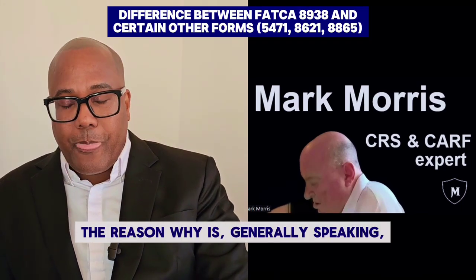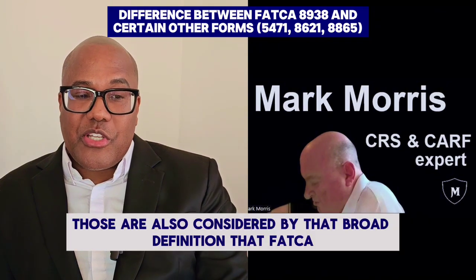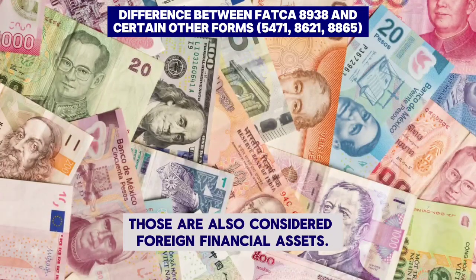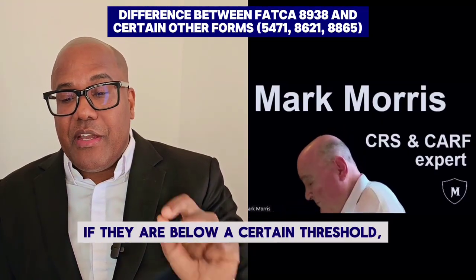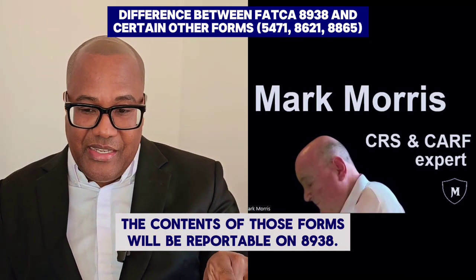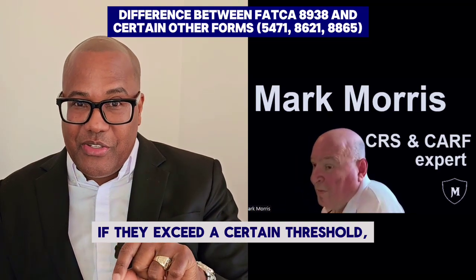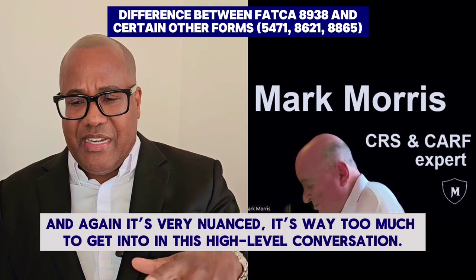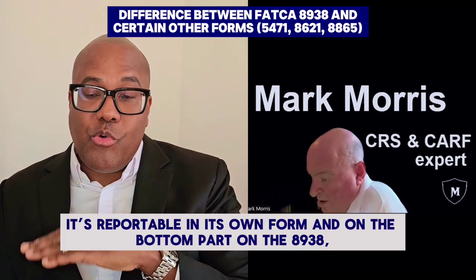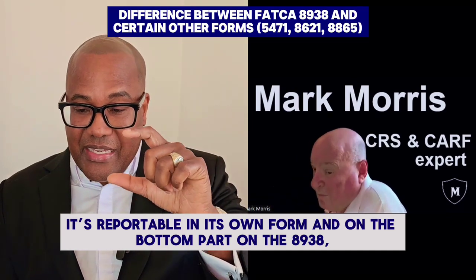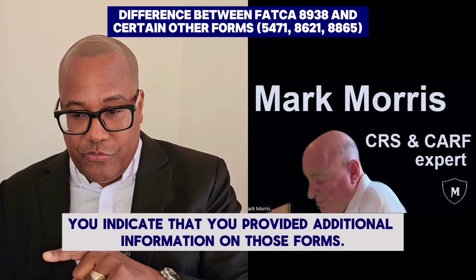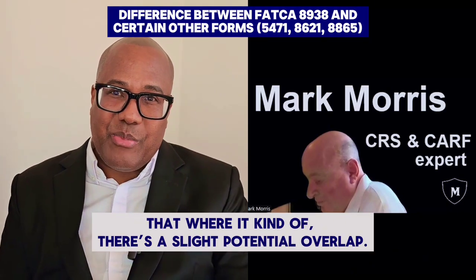The reason why is, generally speaking, those are also considered by that broad definition that FATCA has of foreign financial assets. Those are also considered foreign financial assets. If they are below a certain threshold, the contents of those forms will be reportable on the 8938. If they exceed a certain threshold, and again, it's very nuanced, it's way too much to get into in this high-level conversation, then it's reportable in its own form, and on the bottom part of the 8938, you indicate that you provided additional information on those forms. That's where there's a slight potential overlap.